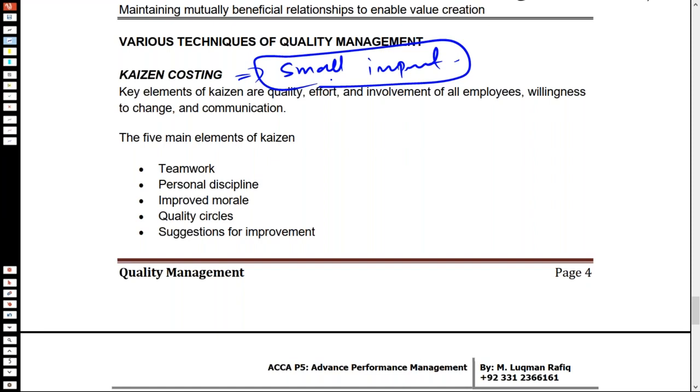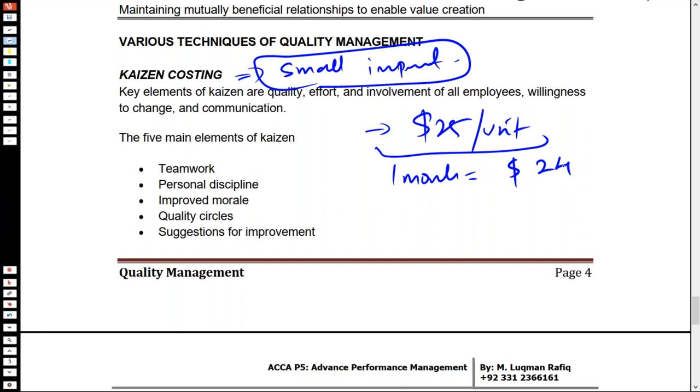Basically, when we talk about Kaizen as a small improvement, for example, you tell your employees that, look, we are presently producing this product, and our manufacturing cost is, let's say, $25 per unit. What I want you to do is take, let's say, a month's time and make sure that we are able to reduce it to $24.